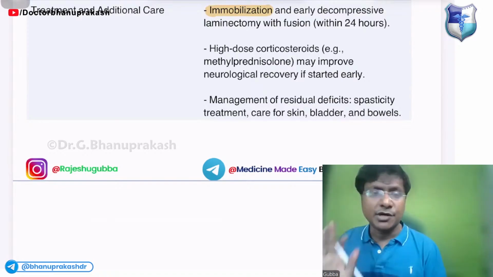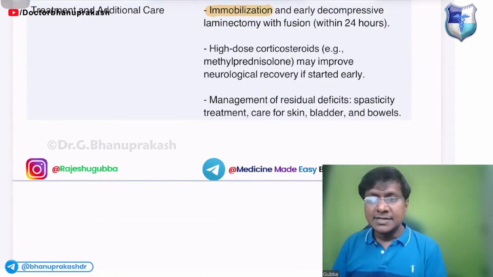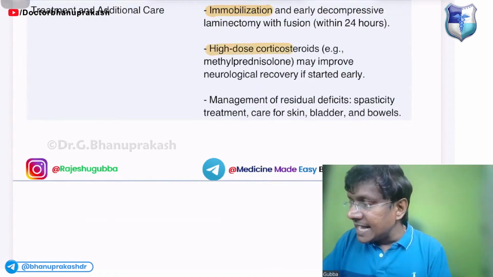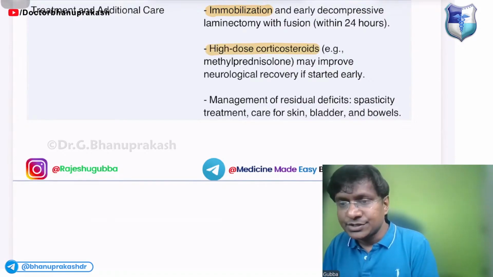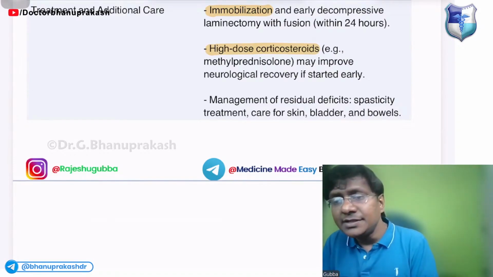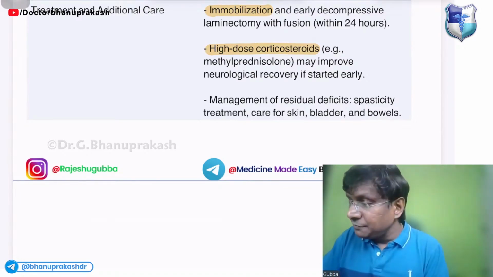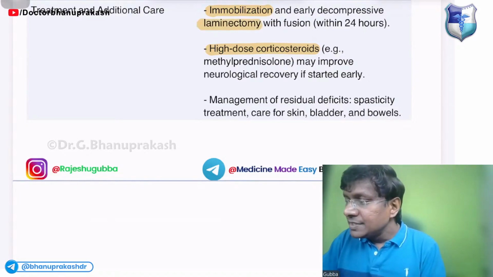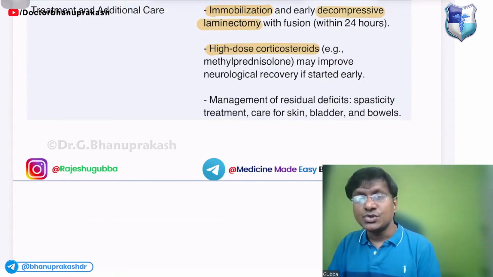Immobilization is the first important thing that you need to do in patients who have this hemisection of the spinal cord. Followed by that, as soon as possible, you need to give high-dose corticosteroids, right? If it is started early, there can be improvement in the neurological deficit. And within 24 hours, you try to do decompressive laminectomy so that the compressive manifestations will recover.